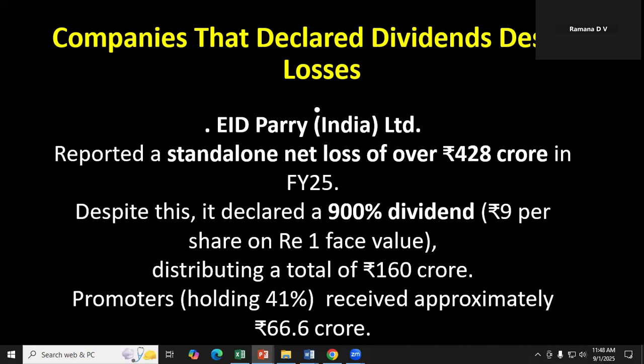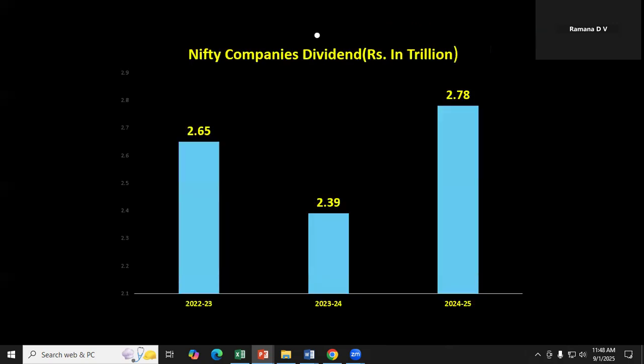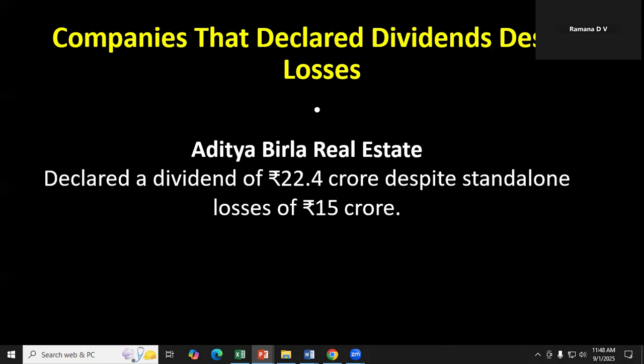So a loss-making company declared the dividend, and a significant portion of the dividend goes to the promoter. Is it illegal? No, it's allowed. But understand the intention behind. It's a one-way transfer of money. Similarly, Aditya Birla Real Estate also declared a dividend of 22 crore despite having a loss of 15 crore. That means they are actually declaring out of the previous free reserves. It's interesting that both loss-making companies and profit-making companies keep on distributing dividends, and that is one way of giving money to the shareholders, and the majority shareholders receive that money.